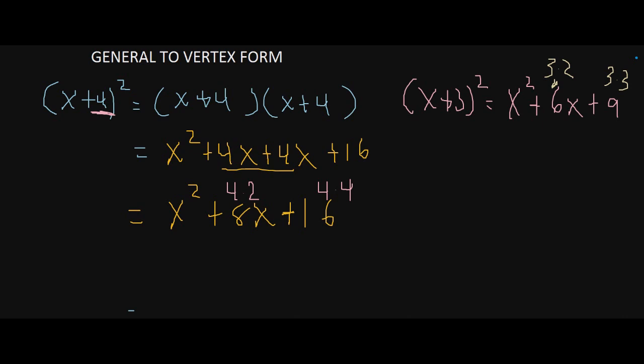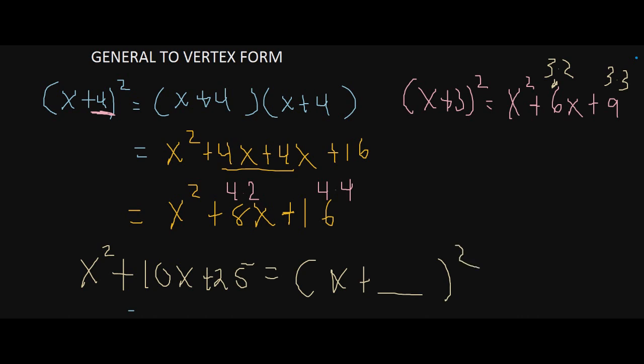Now, for example, let's say I gave you the equation x squared plus 10x plus 25 is equal to x plus blank squared. Let's think about that for a minute. If you look at these example problems, we took this number and multiplied it by 2 to give me the middle term. So if I'm starting with the middle term, what can I do to get the number that goes in there?